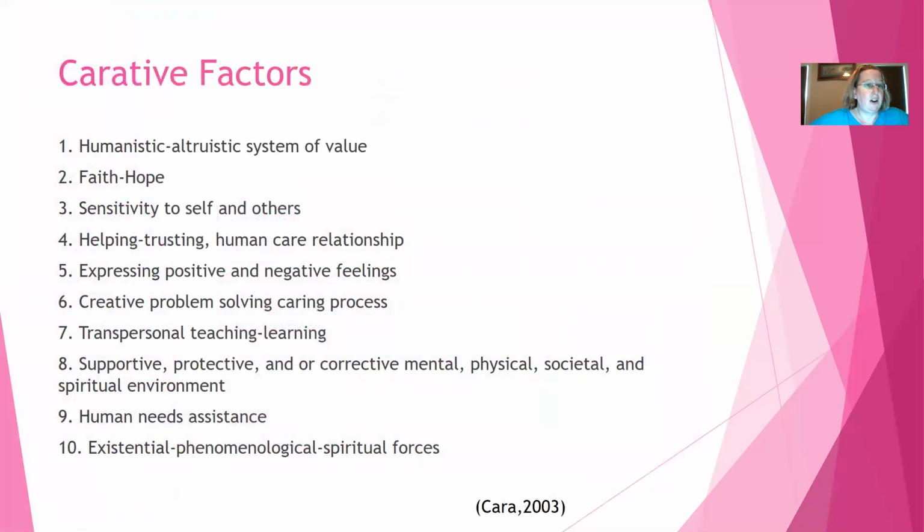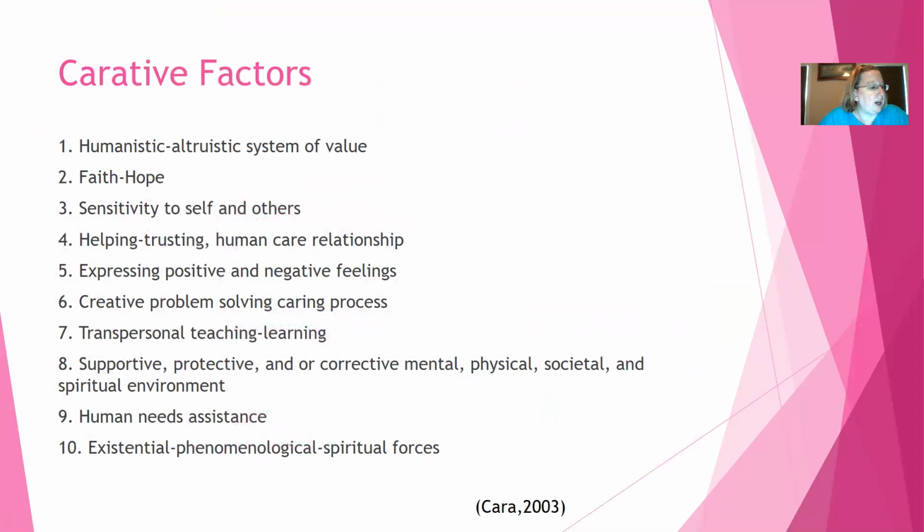So listed here are the 10 curative factors. Another way to look at those elements is that the 10 factors are what the nurse does. And then going on, the transpersonal caring is how the nurse behaves and goes about these processes. So on this slide are the 10 original curative factors that Jean Watson proposed.